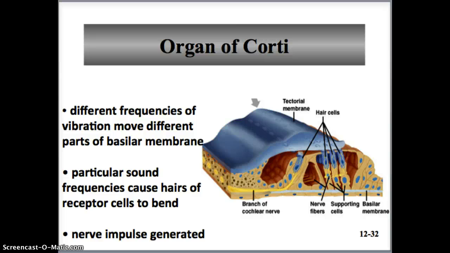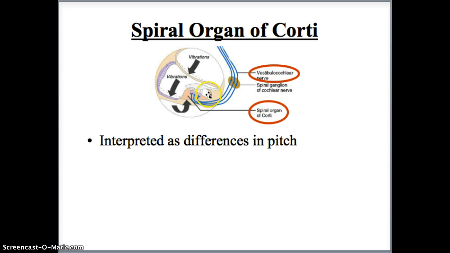So when ion channels open, calcium floods in, and that calcium causes the neurotransmitters to be released. When the neurotransmitters are released, it stimulates nearby sensory nerve fibers, which are depolarized and transmit the impulse along the cochlear branch, which is here. So the impulse will be sent from the hairs to the cochlear branch, and this is called the vestibulocochlear nerve, seen here, and then that takes this impulse directly to the brain.